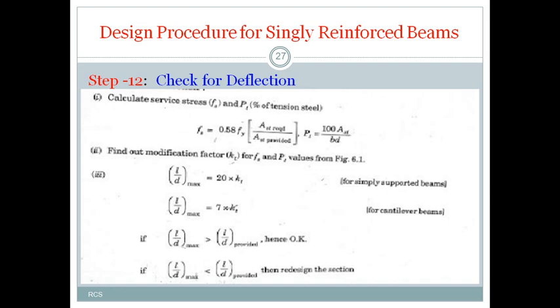From these two conditions, the minimum value we consider as the effective length of the beam, and this small d is the effective depth that we can calculate from step number 2. The ratio of these two is called L by D provided. This ratio should be less than the maximum value from the codal provision. Then we can say our design is safe, otherwise it is unsafe.